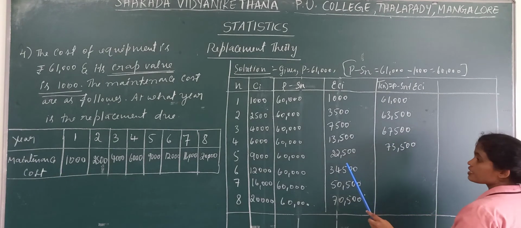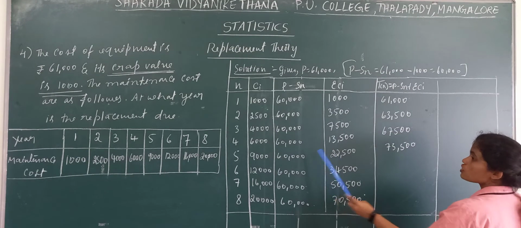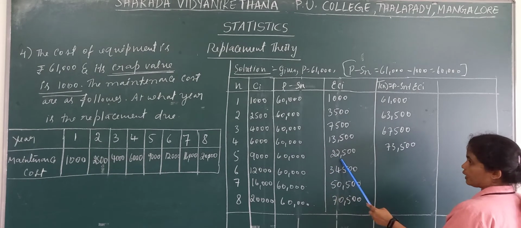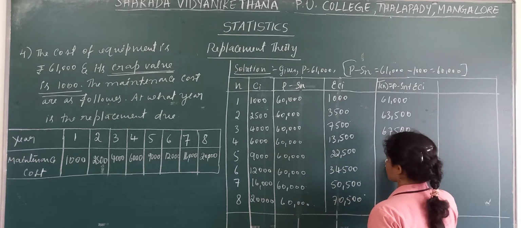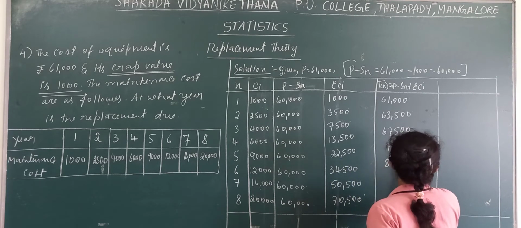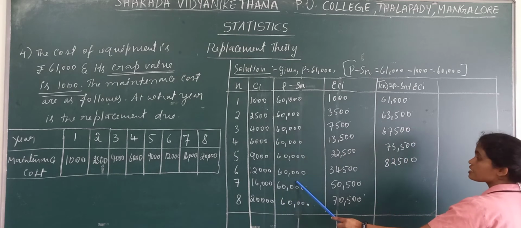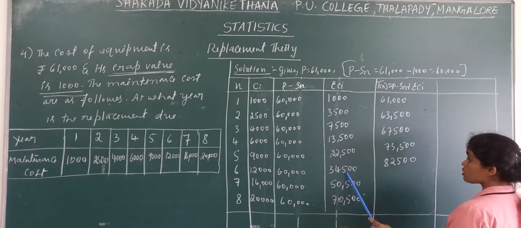73,500. Next, 60,000 plus 22,500. 60, 70, 80. So then 82,500. Next comes 60,000 plus 34,500.